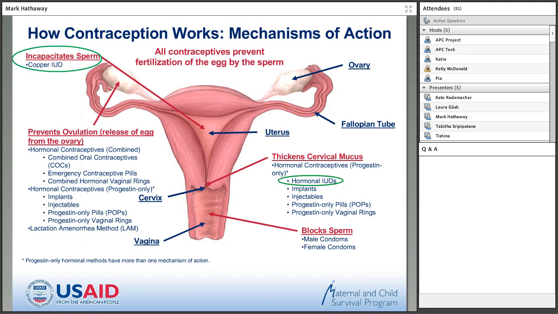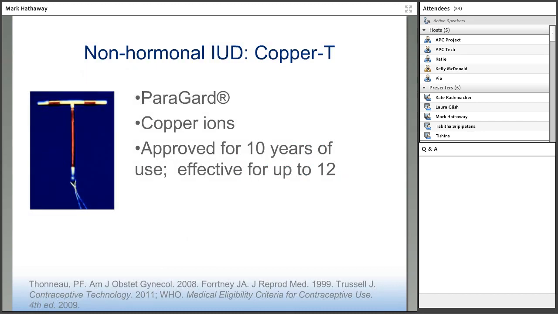This is a job aid that we created about a year ago, and it points out all in one page how all of the contraceptive methods that we use function, better known as their mechanisms of action. In the top left, you'll see the copper IUD incapacitates the sperm, and then on the right, the green circle around the hormonal IUDs function mainly by thickening the cervical mucus. The other two categories prevent ovulation, the far left, and then the bottom right, the methods that block the sperm. All four of these methods function by preventing fertilization, and this also helps to explain to folks that none of these methods cause abortions.